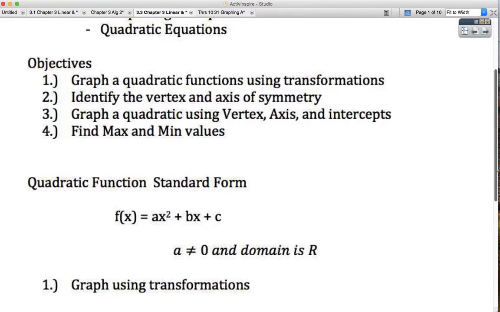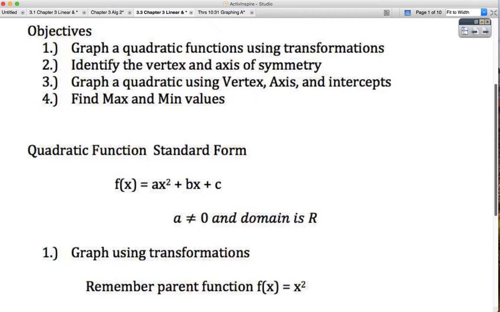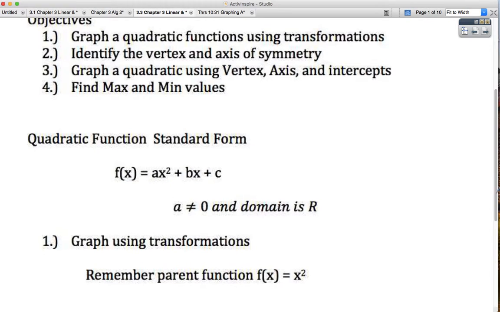A quadratic in standard form is ax squared plus bx plus c. A cannot equal 0, and the domain is all real numbers. The reason why a can't equal 0, it wouldn't be a quadratic then. This would cancel out the x squared, and it would simply be a linear equation at that point.